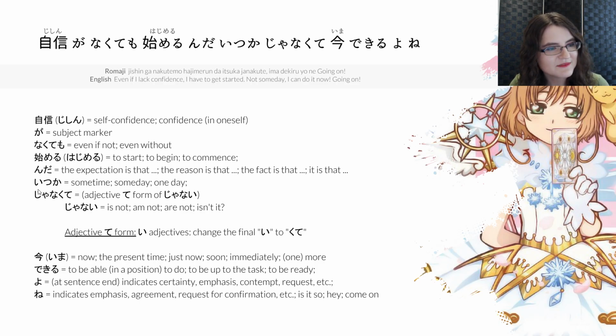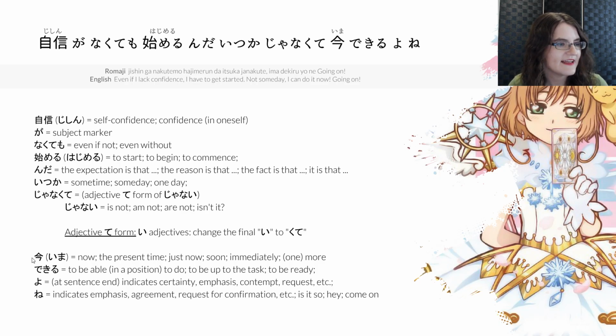Then itsuka, sometime or someday, janakutemo is the adjective te form of janai, which means is not, and that i changes to kute here in its te form, and janai becomes janakute. And I should say, with te form, a lot of times in songs they just throw it in there because it sounds right, but it can mean to link sentences together, and it can also link verbs together. So just so you know, that's what Tay is doing here. It's doing this and the next part too. You can think of it like that.